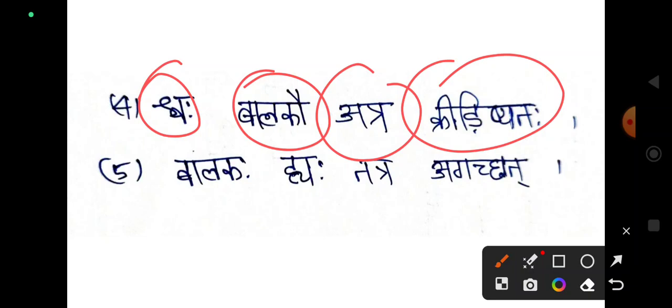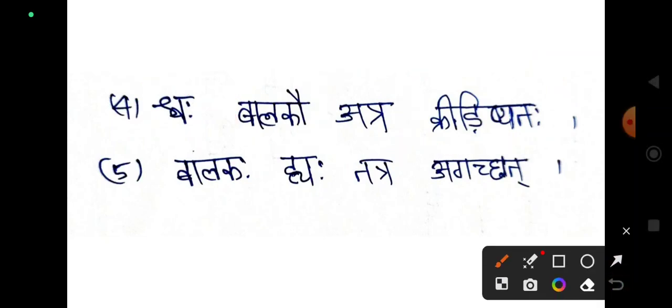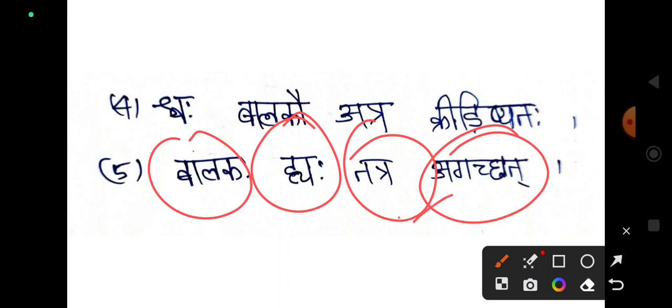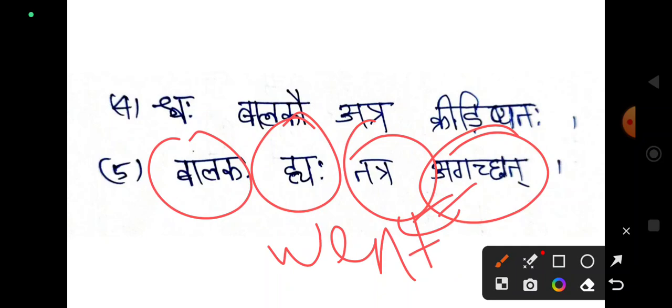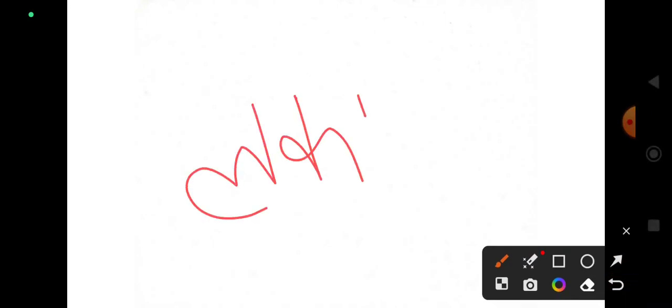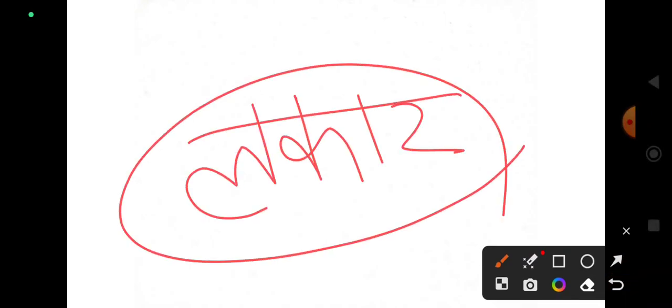And the last sentence, balakah means the boy, one person. Here means yesterday. Tatra means there. Agachat means went. It is written in long lakar form. Okay, so that means totally I have explained here that we have some lakaras, which we can call tenses.